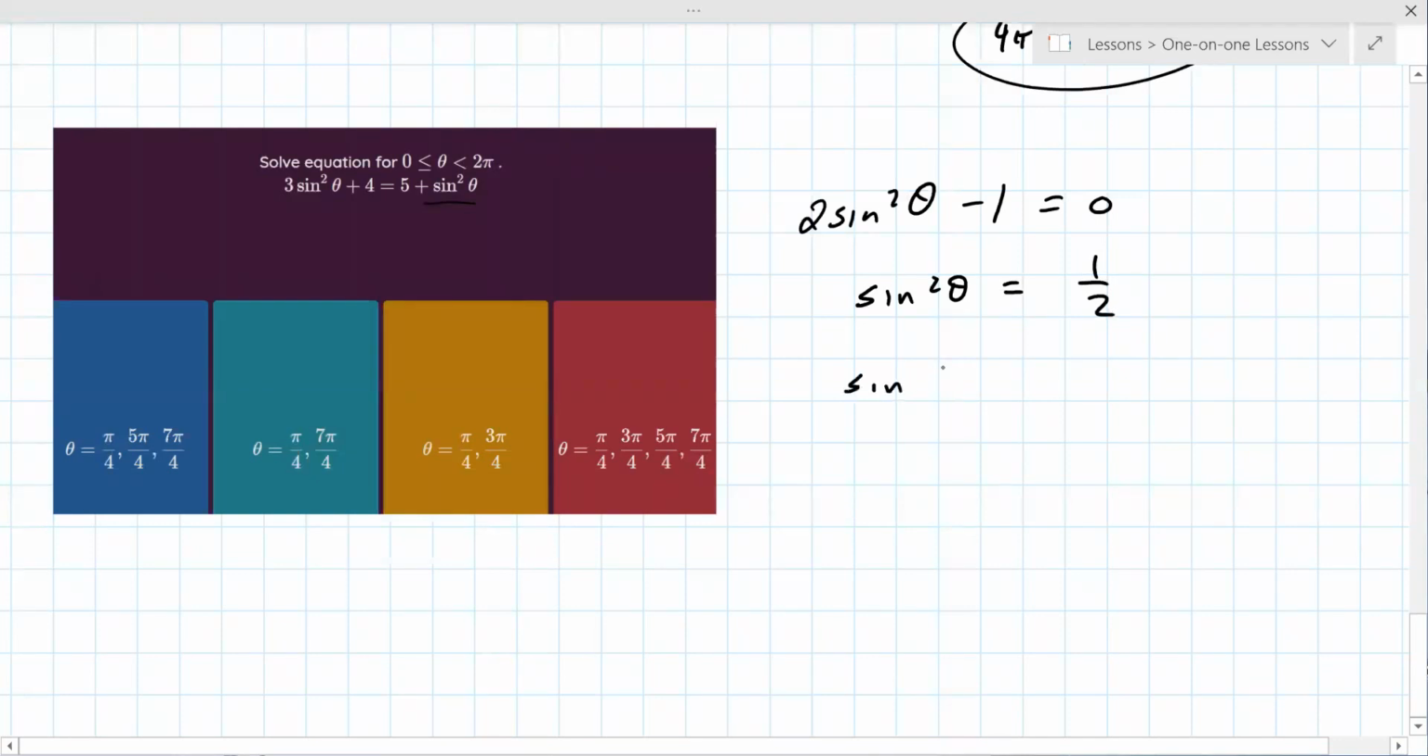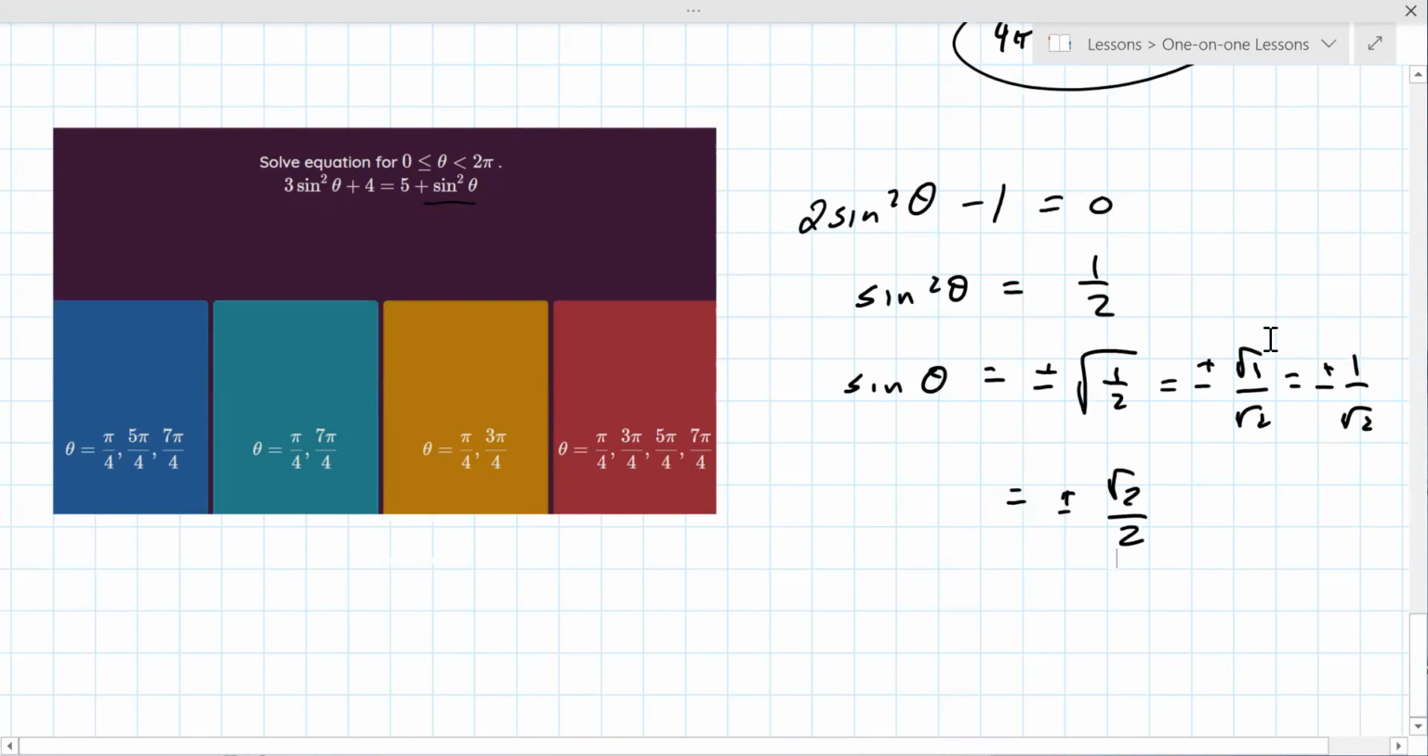So sine theta equals plus or minus square root of 1/2, because there's two places here. So it's plus or minus square root of 1 over square root of 2, plus or minus 1 over square root of 2. And when you rationalize that, it's plus or minus square root 2 over 2. Wait, how do you get that? You multiply top and bottom by square root of 2. Oh, all right. That's what I meant by rationalize.